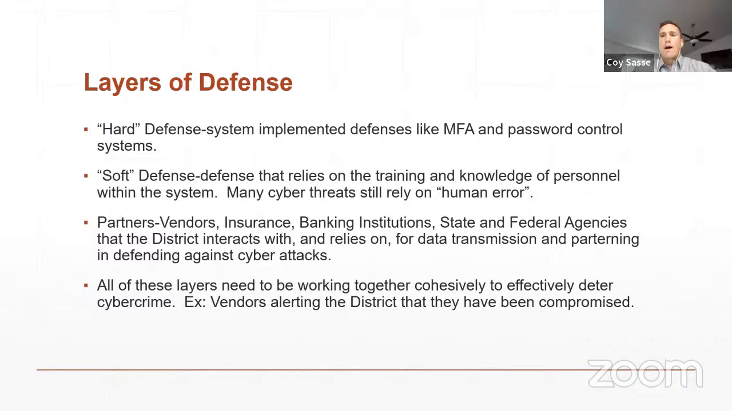So I just think it's really important to think of protecting the district against cybercrime as layering our defense systems on top of each other to provide the greatest amount of protection that we can.